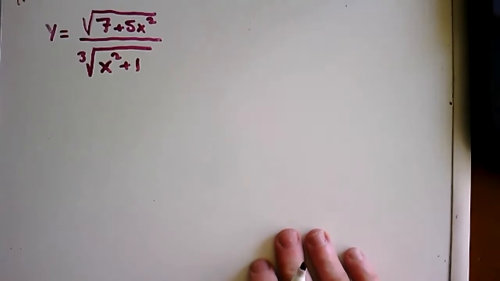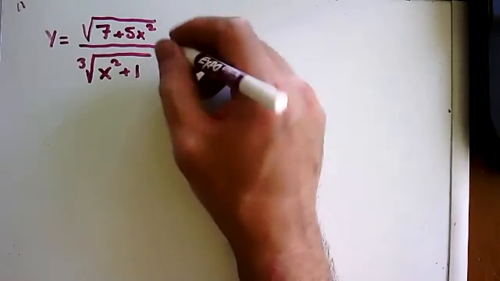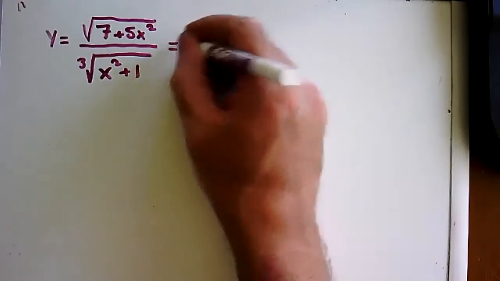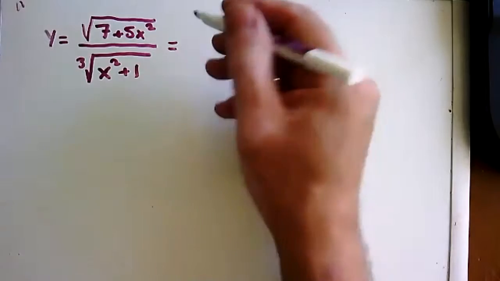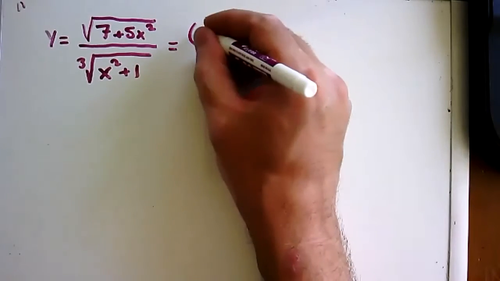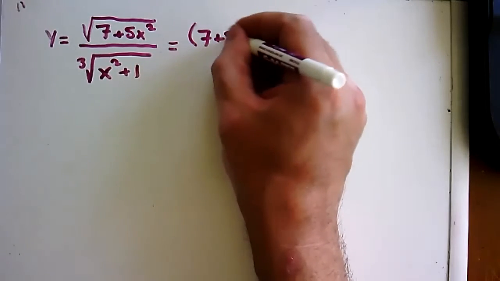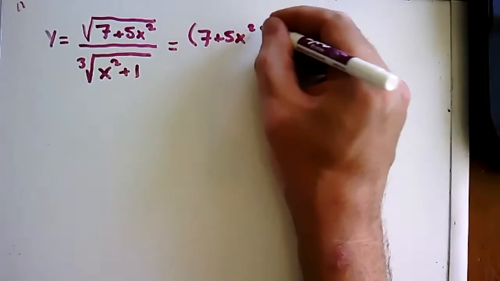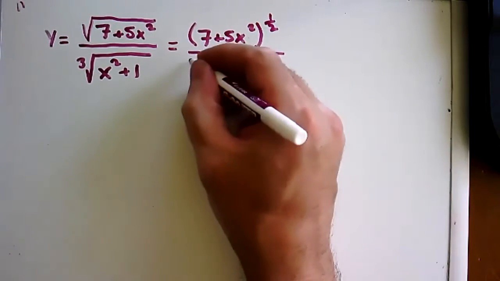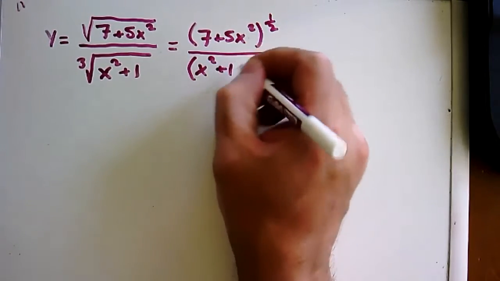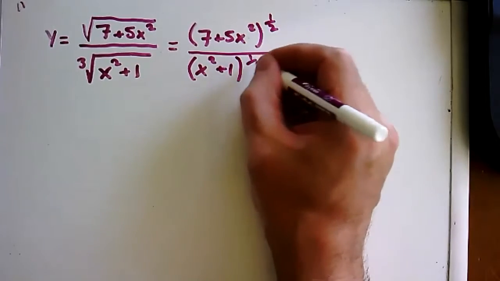So that's not the simplest looking function here. And regardless of whether we use logarithmic differentiation or not, hopefully by this point in the course you know that anytime we have roots, the first thing we're going to do is rewrite them as exponents. So I have 7 plus 5x squared to the 1/2 power, divided by x squared plus 1 to the 1/3 power.